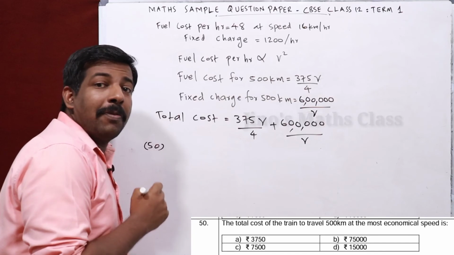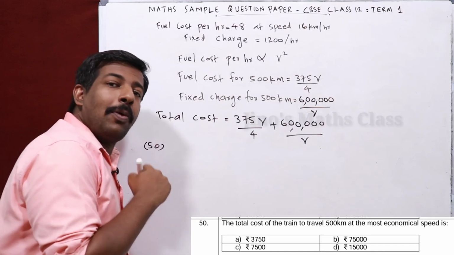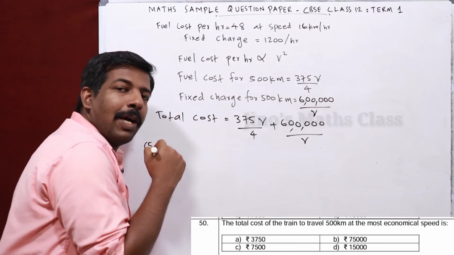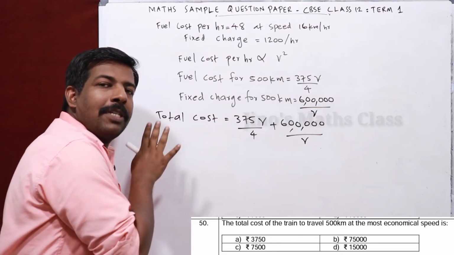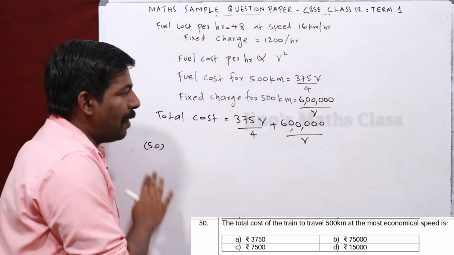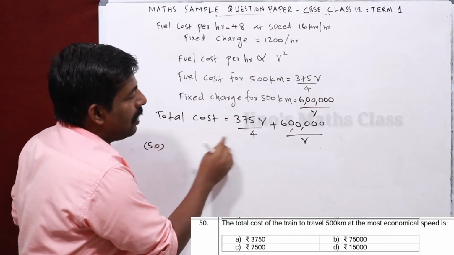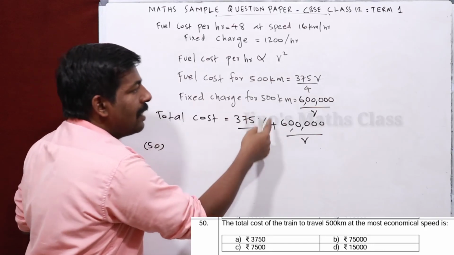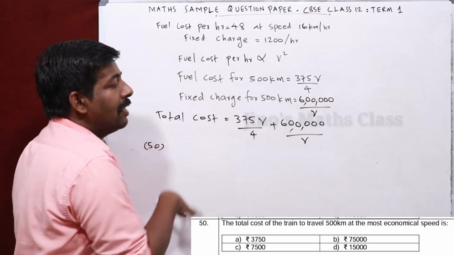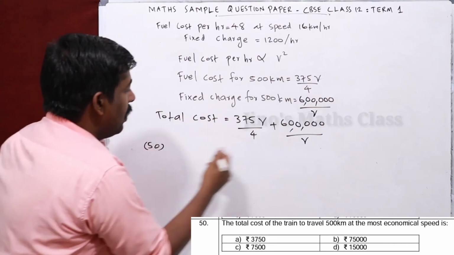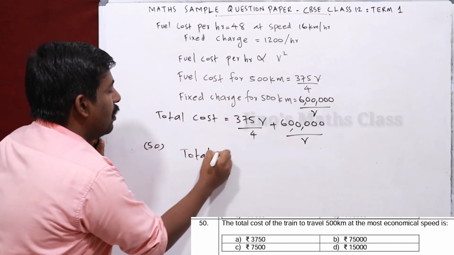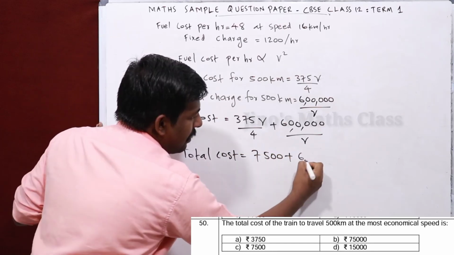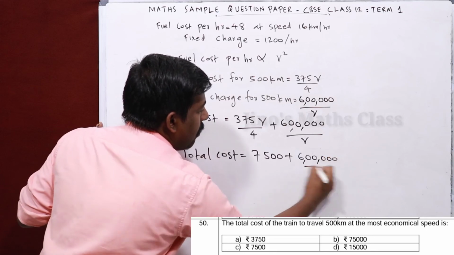Last question, question number 50. Here they are asking to find the total cost for 500 kilometers journey at most economical speed. And we already know most economical speed is 80 km per hour. And here we have to find total cost. For that already we found 375 by 4 into v, that is 7,500. Now we have to find this also. That means we can directly write total cost is equal to 7,500 plus 6 lakh divided by 80.